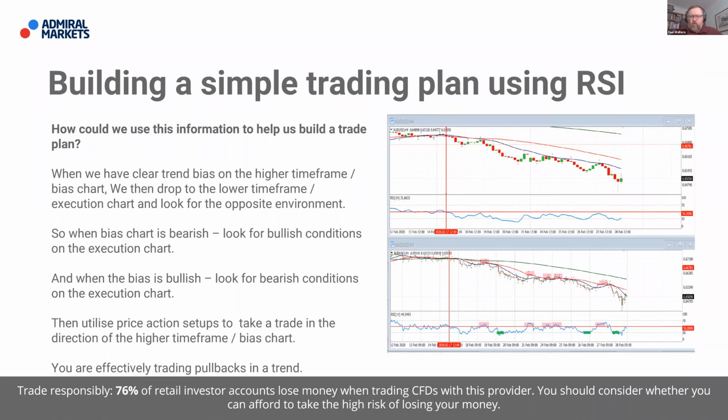We're looking for the opposite because we are looking for pullbacks, in this particular case in a downtrend. And when our trend direction, our bias chart, our higher time frame chart is bullish and we have an upward-going trend, then on our execution chart we're going to look for bearish conditions, because remember, you are looking to effectively trade pullbacks in a trend. Once you identify that, you can utilize simple price action setups to take a trade in the direction of the higher time frame or bias chart.